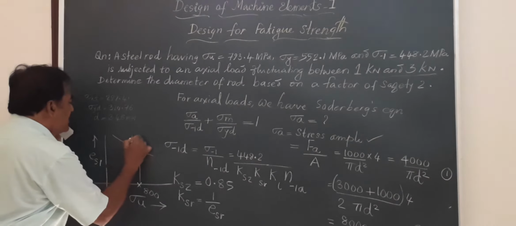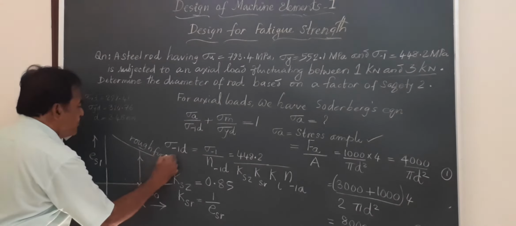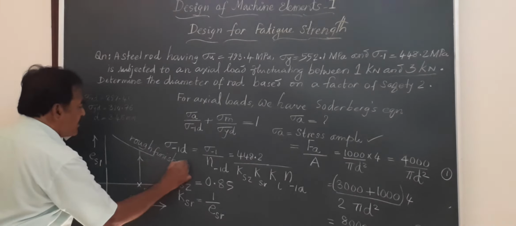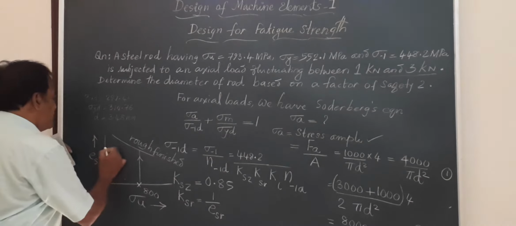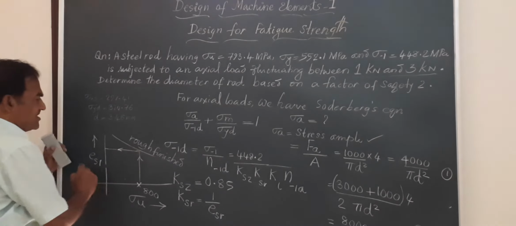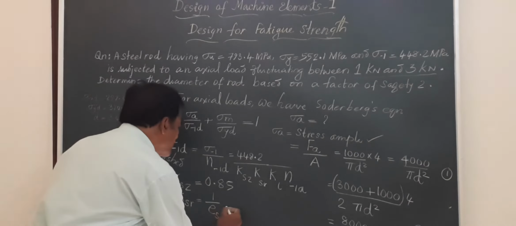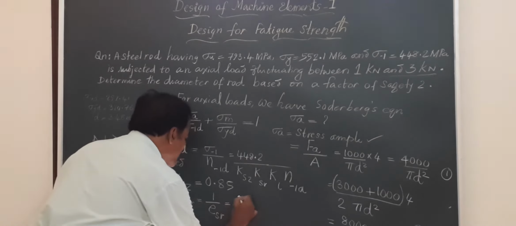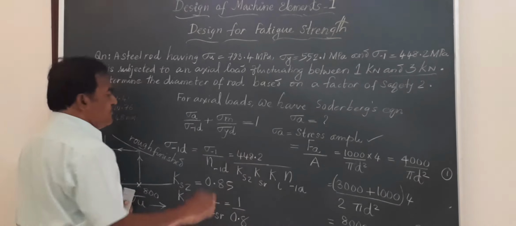I have taken a curve for rough finished. That means I assume that the surface of the rod is not totally finished. So for that you get a value of KSR. For this particular problem, this KSR works out to approximately 0.8. So I am going to substitute the value there.